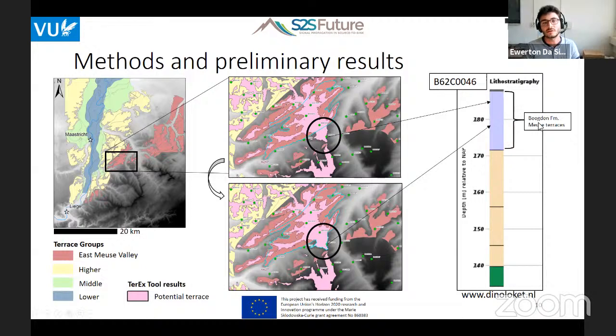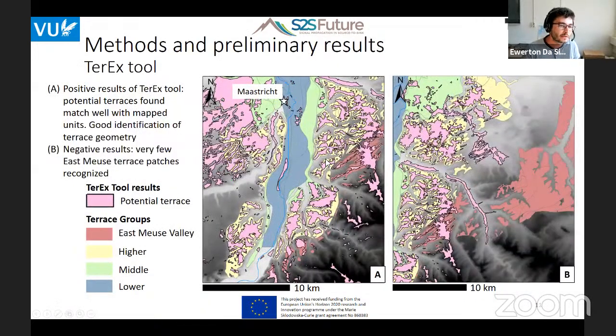So the topmost unit belongs to the Beegden formation, which is exclusively Meuse terrace deposits. So then we could extend the area of this terrace level. So once again, showing the results by applying this tool. Here we can see a general result.